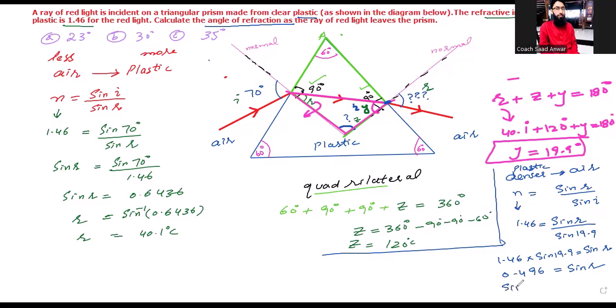So when you take the sine inverse of 0.496, your final answer will be 29.79 degrees, which is approximately 30 degrees. So the answer is 30 degrees. So this is how I have solved this question. This is really a challenging question.